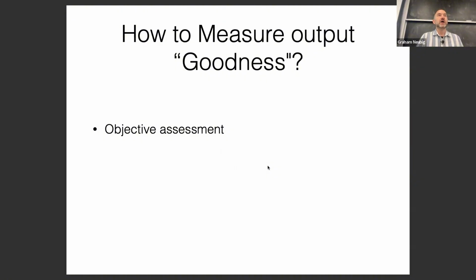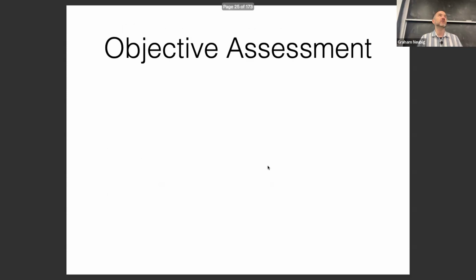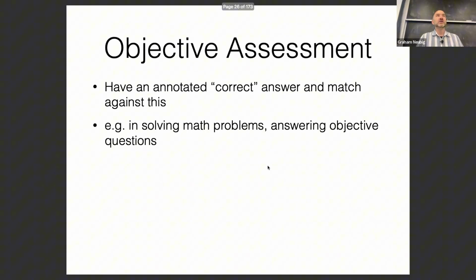We can measure the outputs objectively. I'll explain all of these in a second. We can do human subjective annotation or machine prediction of human preferences in some way. And then finally, there's something called extrinsic evaluation, where we use the output in another system and then measure the accuracy of that other system. So objective assessment is when we have an annotated correct answer, and we match against this.